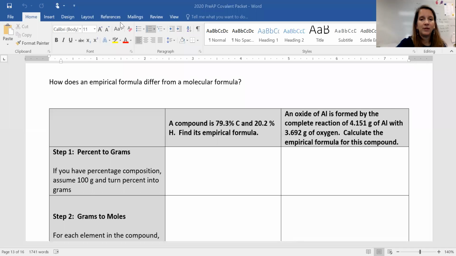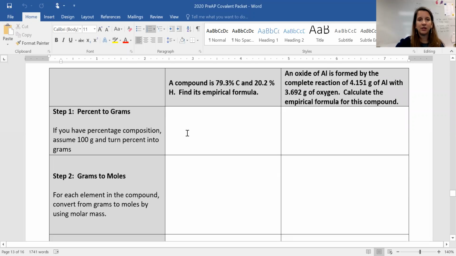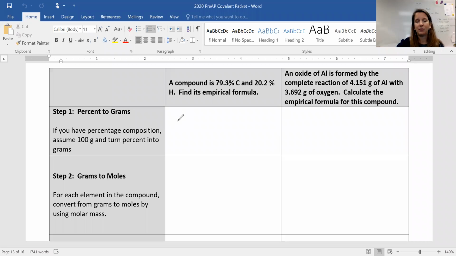All right, so when we're doing our calculations, the first thing that we're going to do is go from percent to grams. So we would assume that we have a 100 gram substance and just change our percent sign to grams. So we would say that we have 79.3 grams of carbon, and we would have 20.2 grams of hydrogen. And we're trying to find the empirical formula.